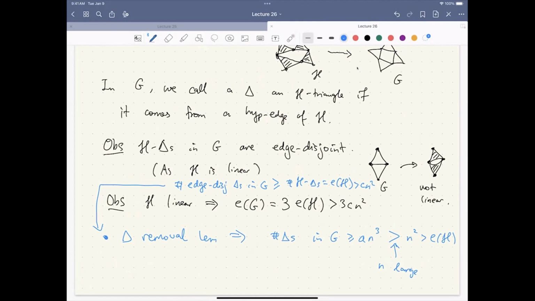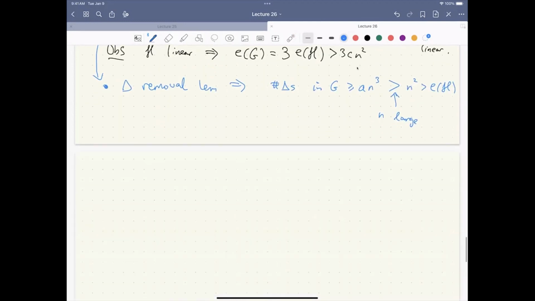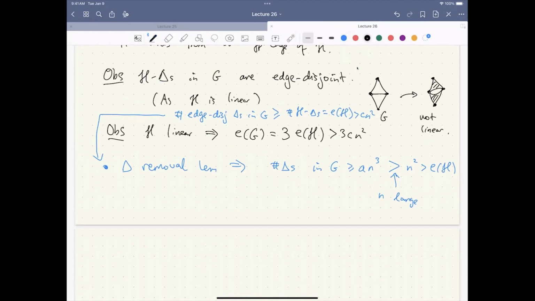Now we arrive at our final contradiction. What does it mean that the number of triangles in G is more than the number of hyperedges in H? Remember, hyperedges in H are in one-to-one correspondence to H triangles in G. So that means there is a triangle in G that does not correspond to a hyperedge.